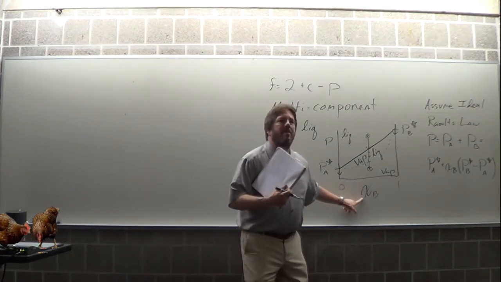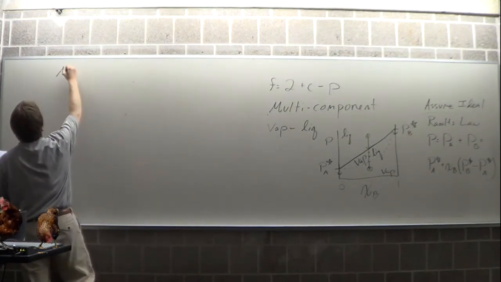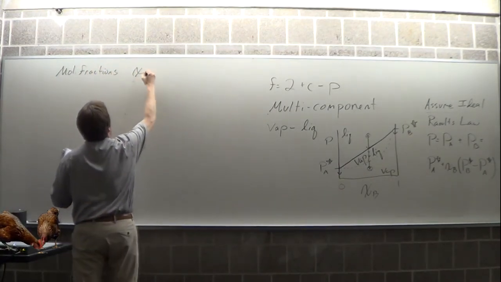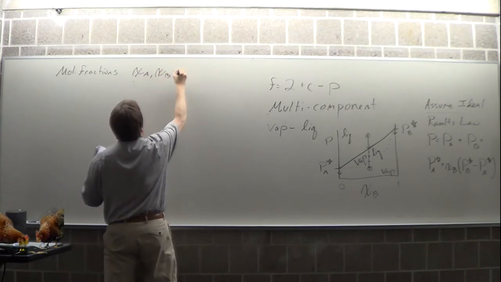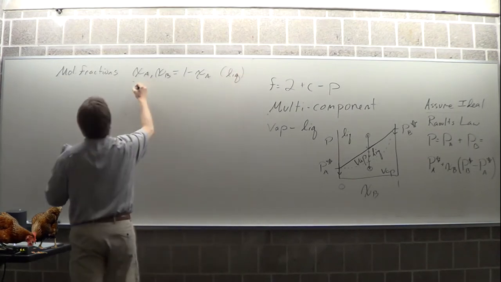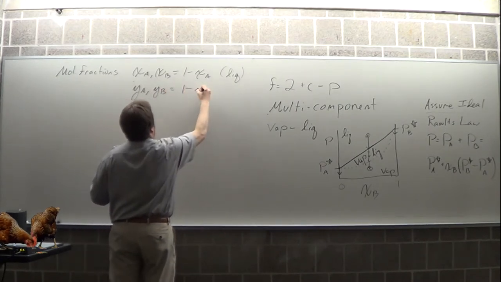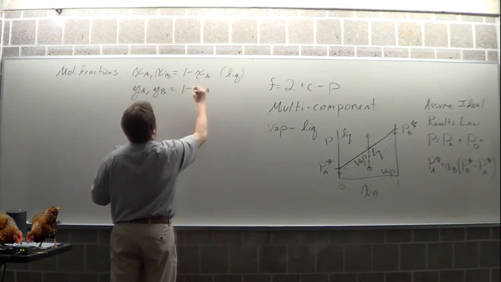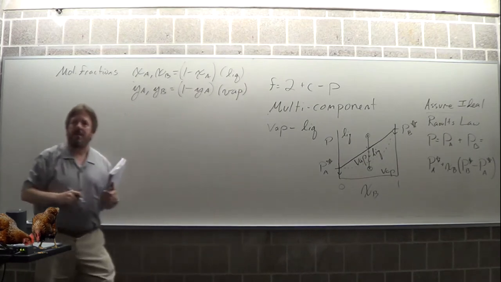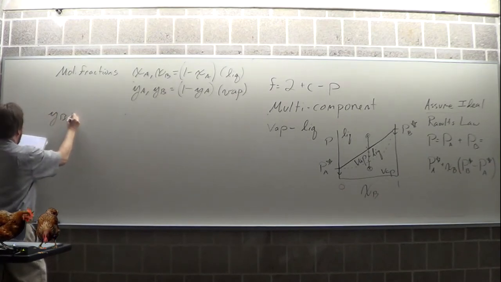But the mole fraction of the liquid, what about the mole fraction of the vapor? Okay, so let's think about the vapor. Let me write this down. So, mole fractions we have A and B. Of course, B is equal to 1 minus A. And this is in the liquid. Now what I'm going to do, I have to define that for the gas phase. And of course, the mole fraction of B is just 1 minus the mole fraction of A, and that's in the vapor state.